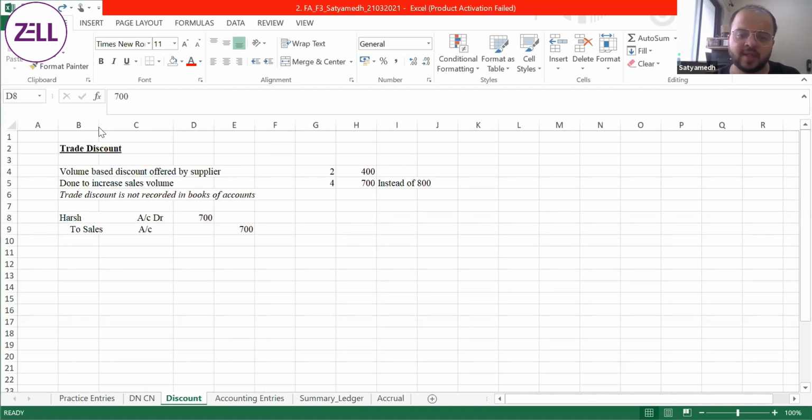So, understood a little what a trade discount is. Just fix this fact in your head that trade discount is never recorded in books of accounts.